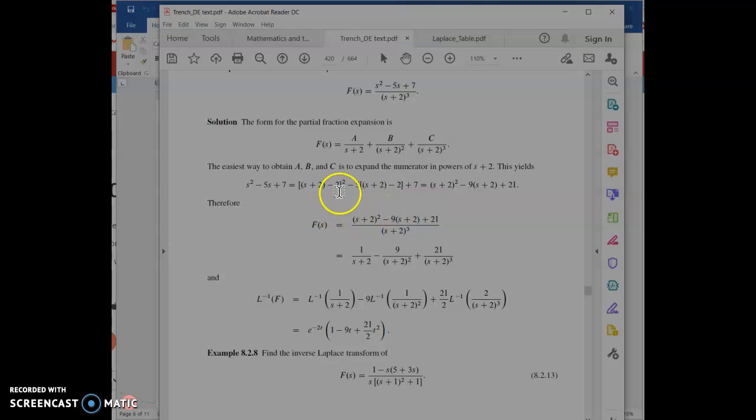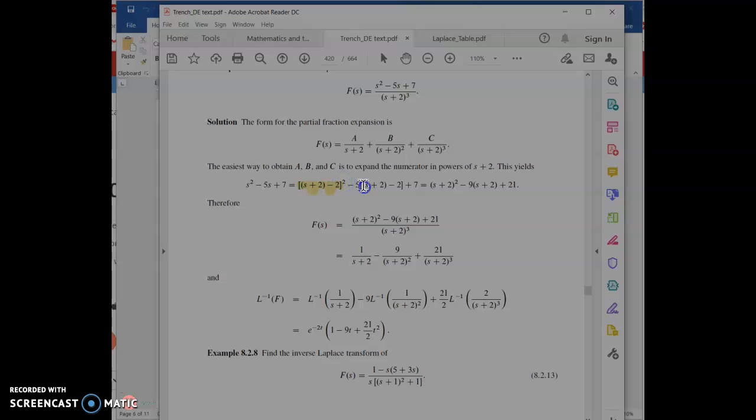is to try to write that numerator, s squared minus 5s plus 7, and expand it out with s plus 2 as a factor, because that's what's in the denominator. We'll see how that works. So take this s squared minus 5s plus 7 up here and replace s in each case with s plus 2 minus 2. So you can see that here.